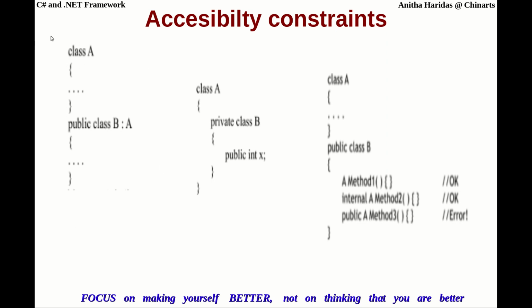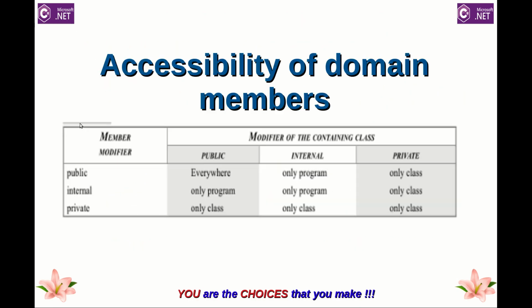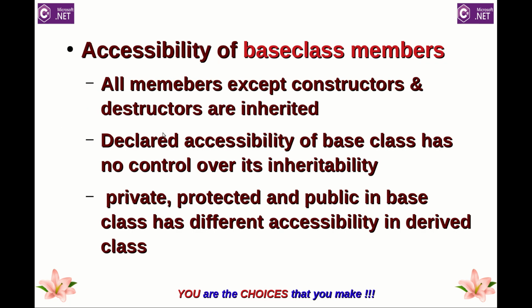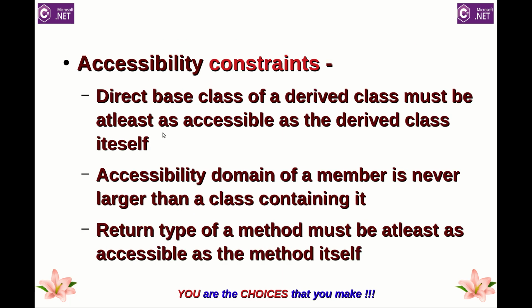So this is one kind of constraint. Even though you are going to declare it as public, the class B will take only internal and it will not take it as public. This is the same as the property we have said here: the accessibility of the domain member should not be larger than that of the class containing itself. In the same way, the accessibility of the derived class should not be larger than that of the base class.